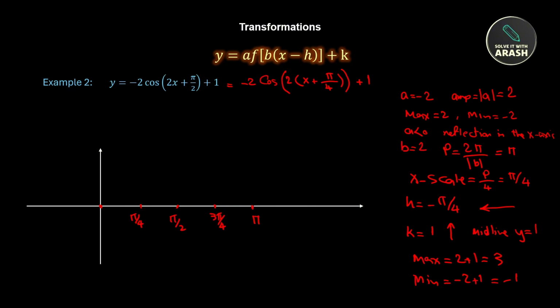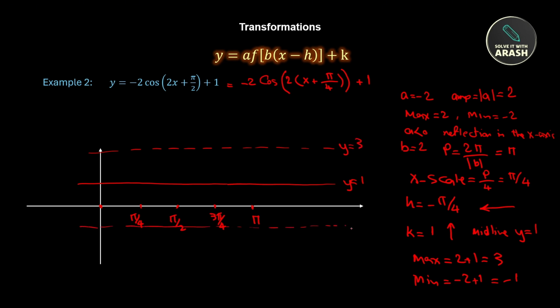I need to find the value of the function at each of these points. The midline is at y equals 1, so let's show y equals 1. Maximum is at 3, and minimum is at negative 1. So the graph of the function is going to be oscillating between these two dashed lines around this midline.